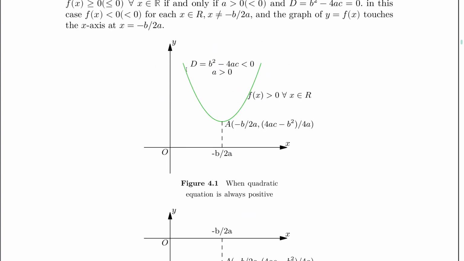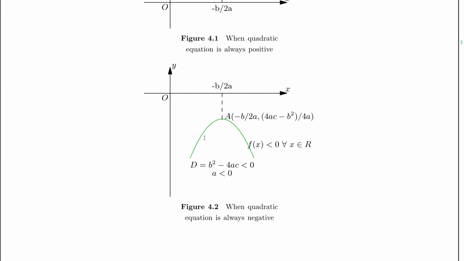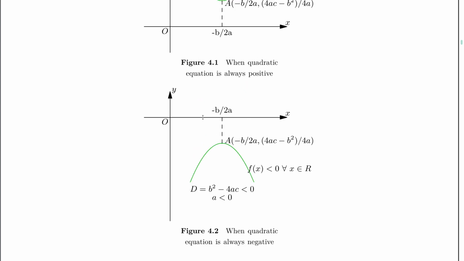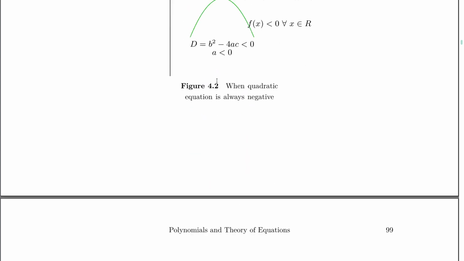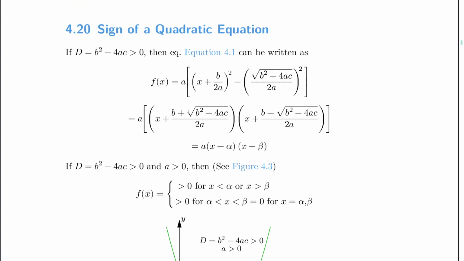Now, you should always see that because our discriminant is less than 0, the roots will be complex. That is, it's the complex plane. It is not the xy real value plane. And similarly, when a is less than 0, the graph will be a mirror image across the x-axis. So again, in the same case, our vertex will be minus b by 2a and 4ac minus b square by 4a. So in both the cases, the function f(x) is either positive or negative, always. Okay. Now we look at the sign of the quadratic equation.